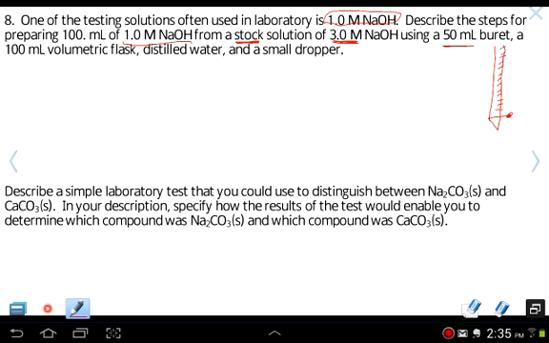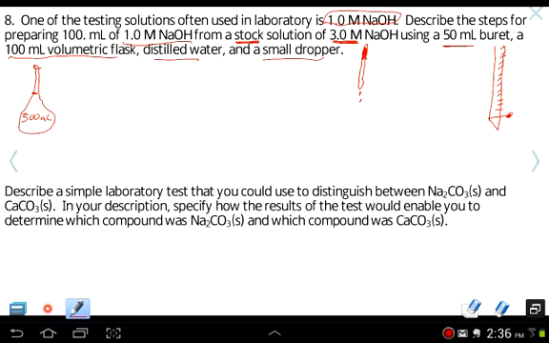A 100 milliliter volumetric flask. Now these are the flasks that are used to prepare solutions with a little marking on them. So for example, you could say 500 milliliters on them and so forth. These are volumetric flasks. DI water and a small dropper. And the dropper, if you want, I can draw a little dropper for your visual pleasure as well. So this little dropper comes out the water. And so we're asked to describe some steps.